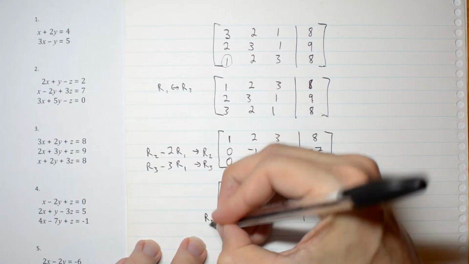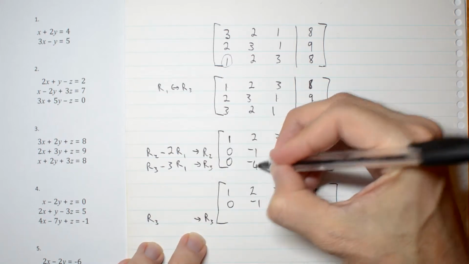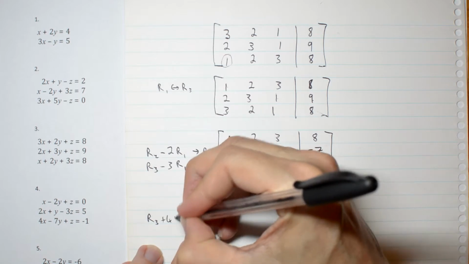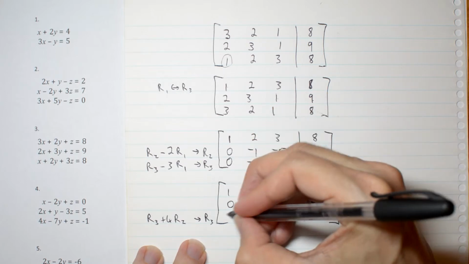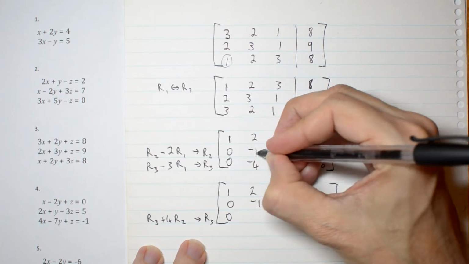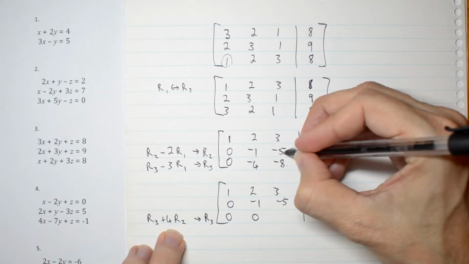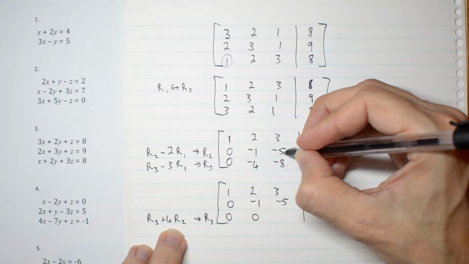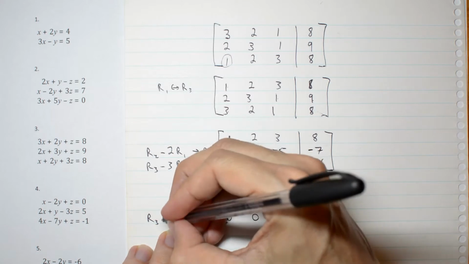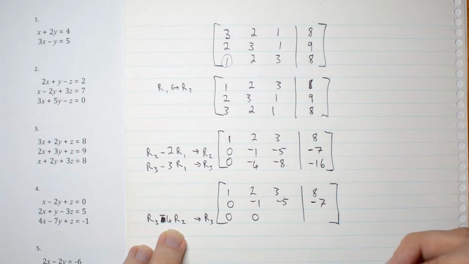Row 3 is going to become what it was, minus 4, plus 4 lots of row 2. So 0 won't change. Negative 4 plus 4 is 0. That's what I wanted. Negative 8, that's not right. That's a negative. That's a subtract. Okay, I'm confusing myself. Sorry. Subtract. Let me do that again.